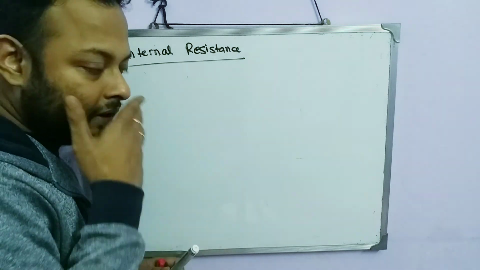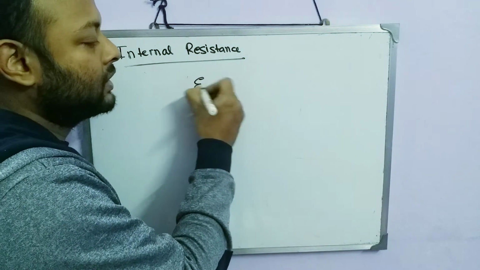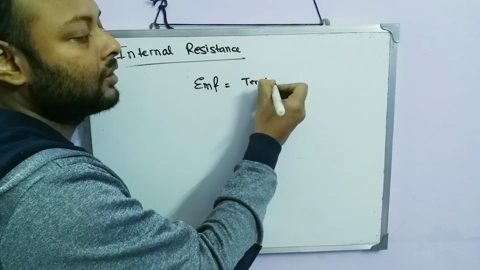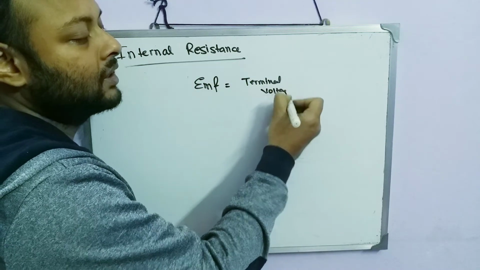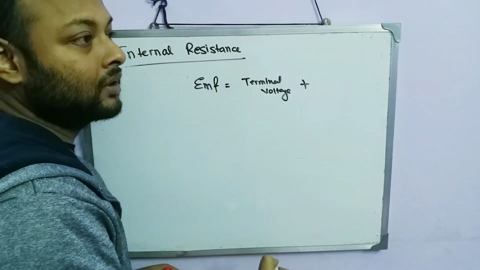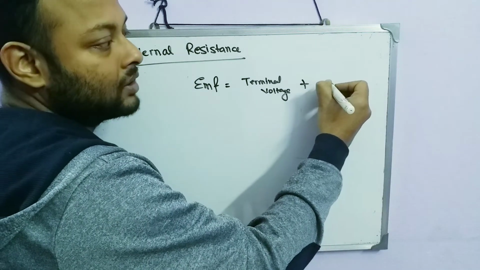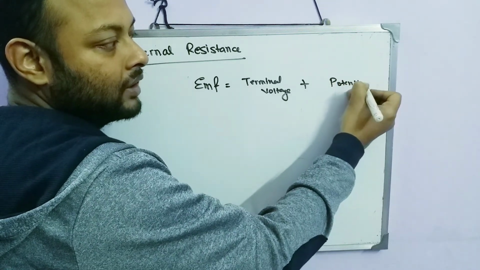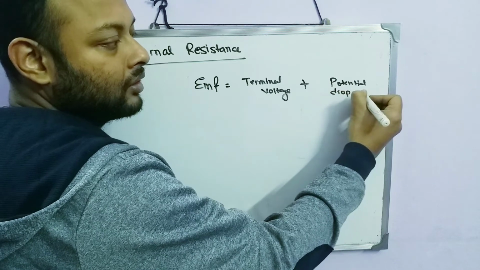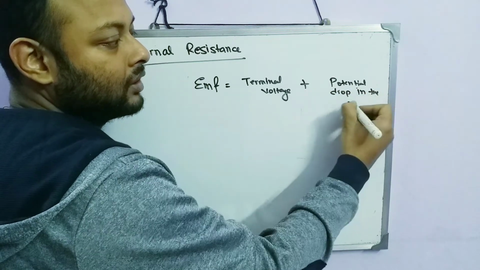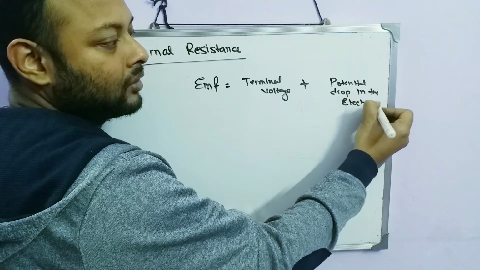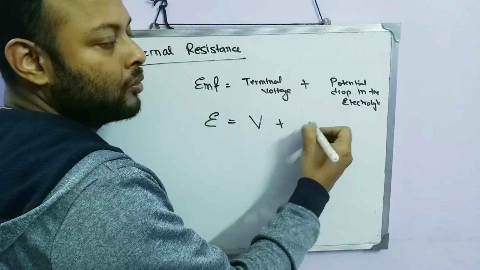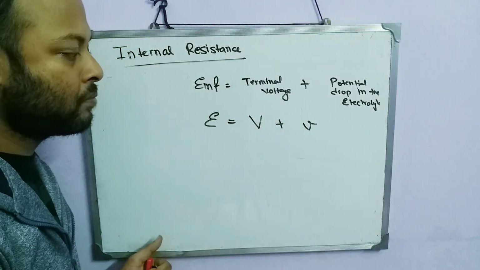Now, if I talk about a little bit of derivation, I got an equation: EMF is equal to terminal voltage plus potential drop across the electrolyte. So EMF is equal to terminal voltage plus potential drop across the electrolyte.